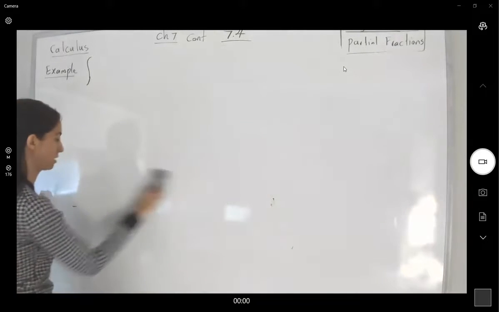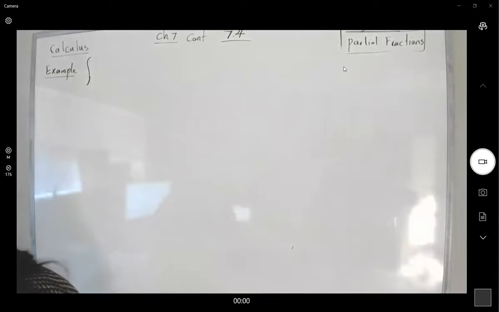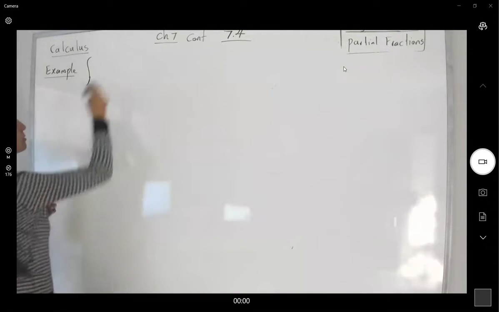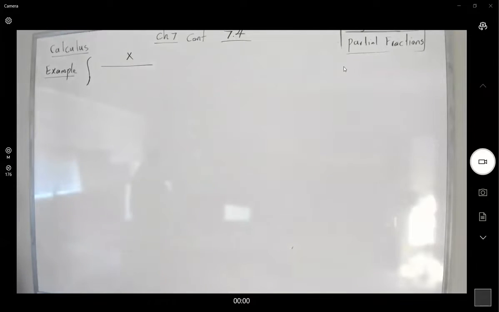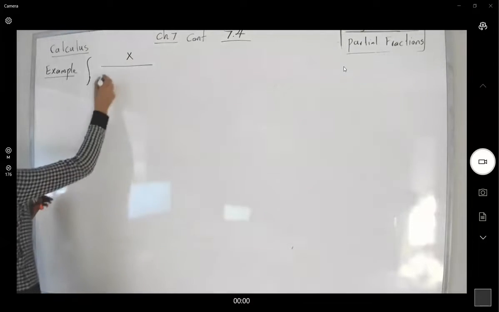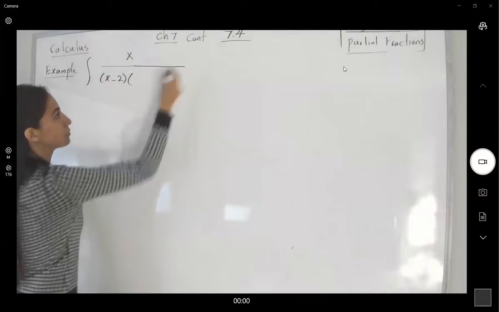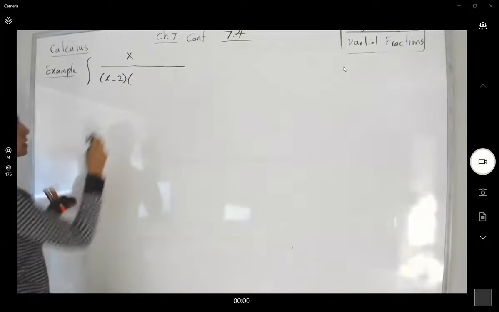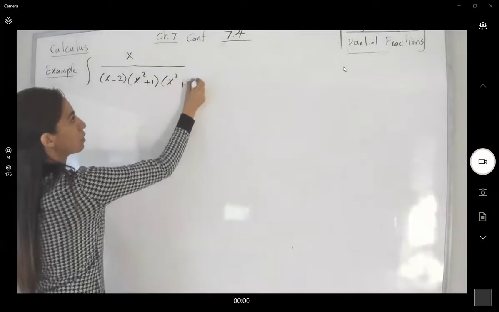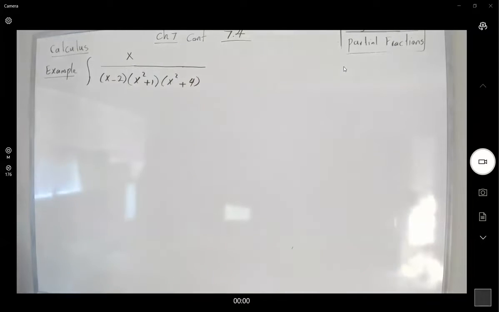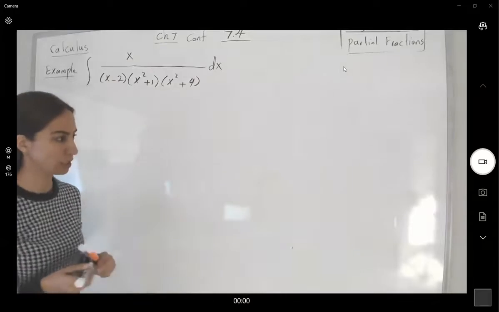Now calculate this integral. Integral of x divided by, so suppose it already gave you the denominator in factor form, x minus 2 times x squared plus 1 times x squared plus 4 dx. Okay, very well.